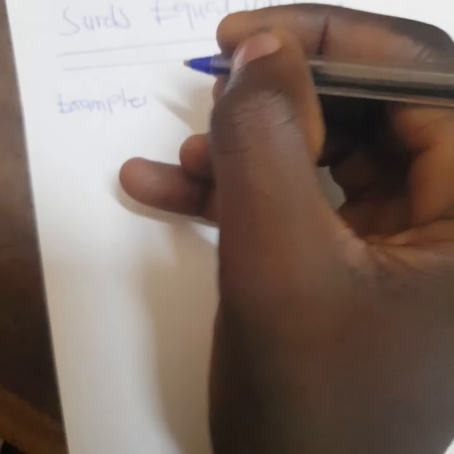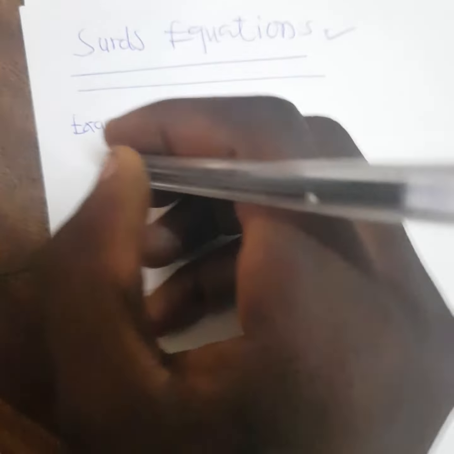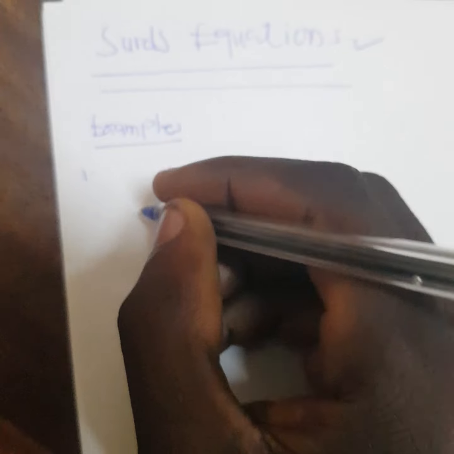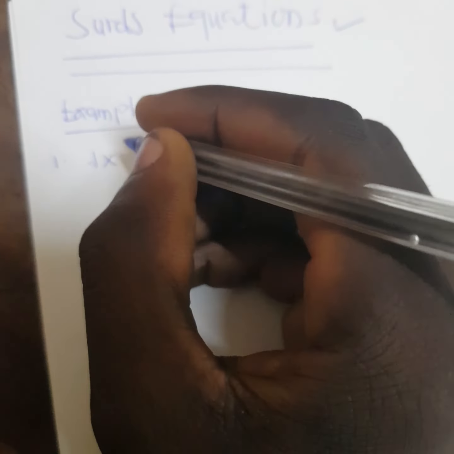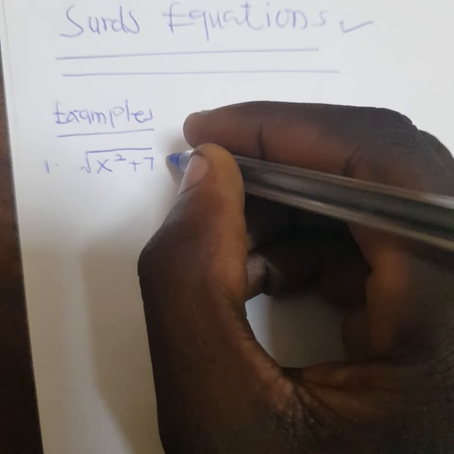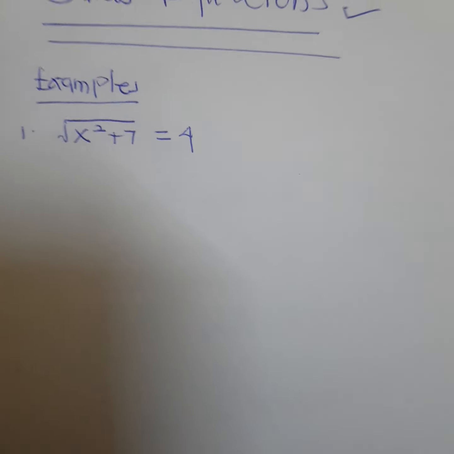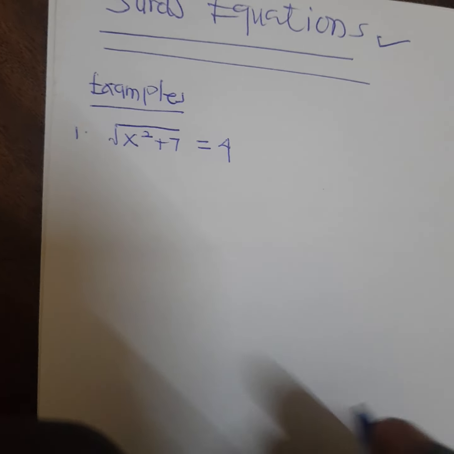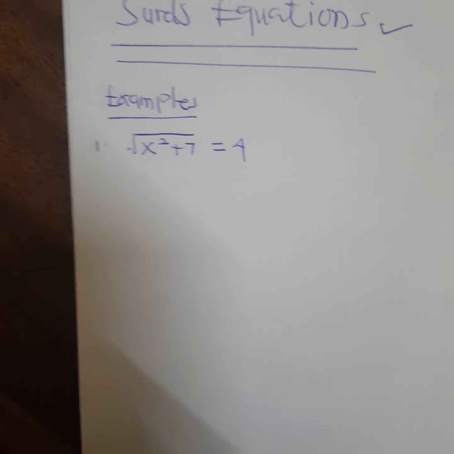Examples. We'll solve questions until we feel that this is okay. Example 1. The first example we shall look at is root of x squared plus 7 equal to 4. Root of x squared plus 7 equal to 4. And we want to solve this.